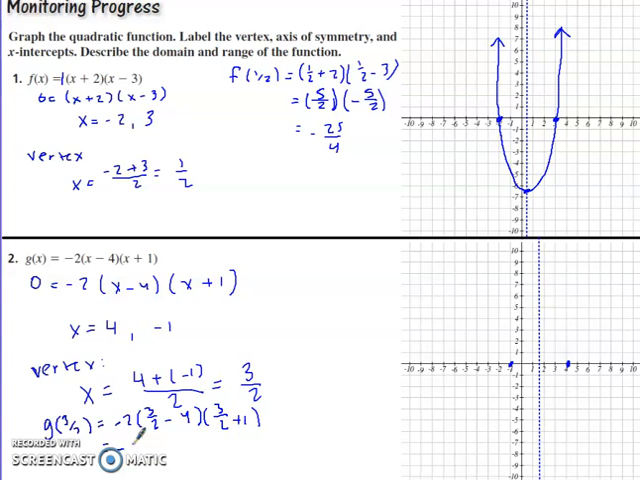And I've got negative 2 multiplied by 3/2 minus 4 is going to be negative 5/2. And 3/2 plus 1 is a positive 5/2. Multiplying all of these together, I will have negative 25 over 2, or approximately negative 12.5, which is beyond my graph. So my graph will look something like this.